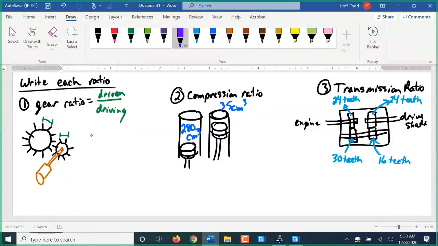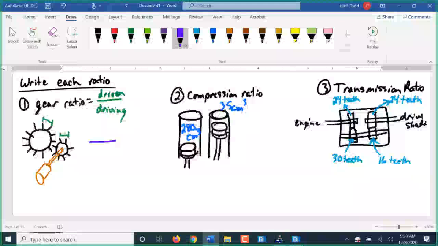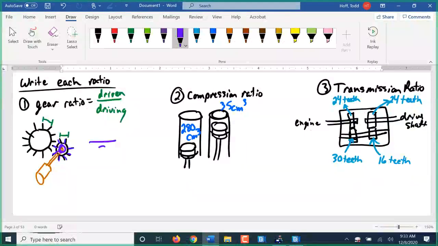Well, how do we know which is which? Well, if we separate the gears, the one that keeps turning is the driving gear. So we separate these. This gear is the one that keeps turning. It's the driving gear. It has 1, 2, 3, 4, 5, 6, 7, 8 teeth. Driving gear. The other gear is the one that will stop turning if I separate them. That's the driven gear. That has 1, 2, 3, 4, 5, 6, 7, 8, 9, 10, 11, 12 teeth.